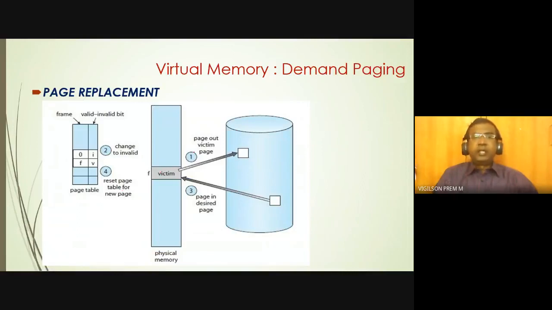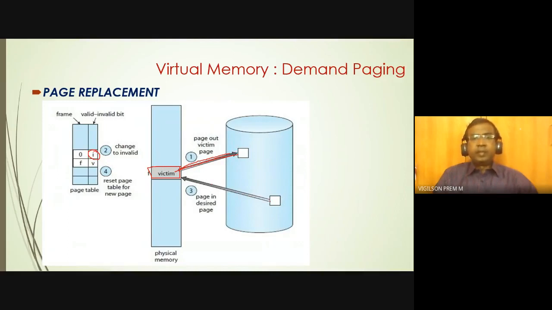Okay. What is step 1? Page out the victim page. So I have selected this as the frame to be freed, so I am performing swap out to secondary storage. Then what is step 2? Change the corresponding victim frame as invalid. Okay, now it becomes invalid because I have already shifted it to the secondary storage.